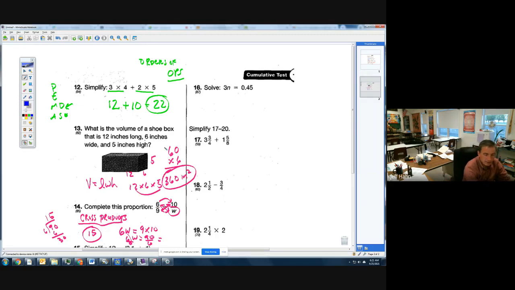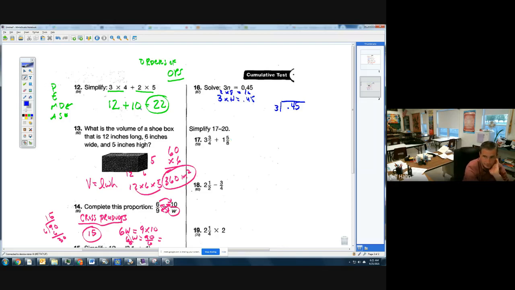Problem number 87, 3 times what number is 0.45? Remember, if you think of an easier problem, let's say 2 times 8 is 16. If I didn't know that was an 8, what would I do with 16 and 2? I would divide, and I would divide the 16 by the 2. So I am dividing the 0.45, and this is important, by the 3. It's not the other way around.